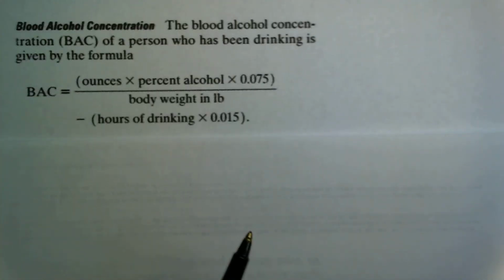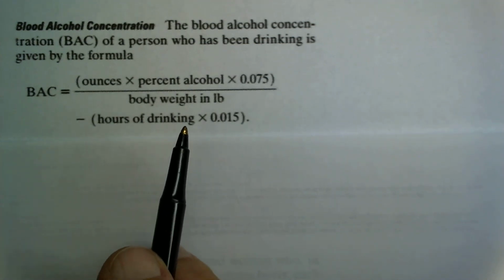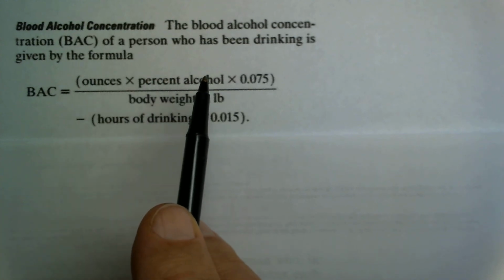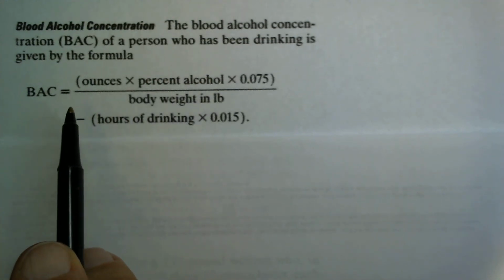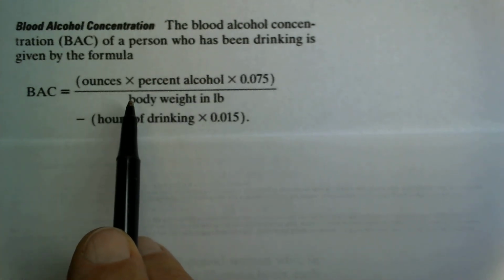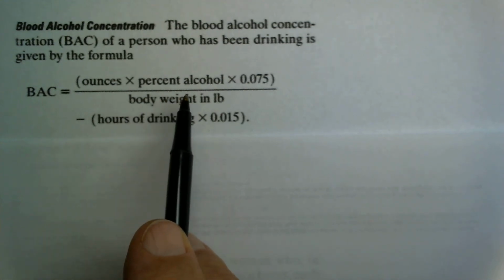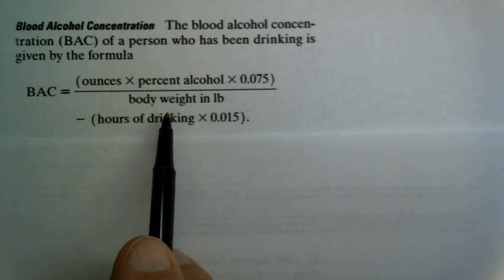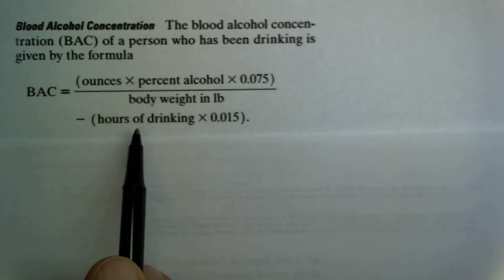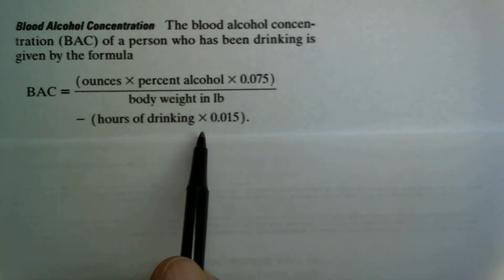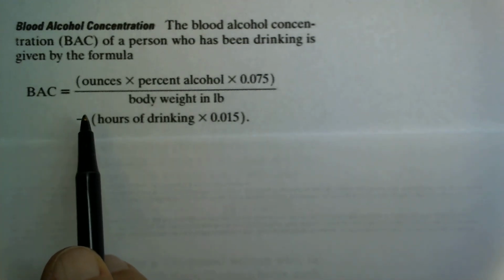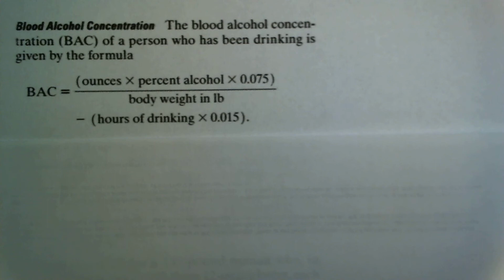The next exercise is about blood alcohol concentration. The blood alcohol concentration, or BAC, of a person who has been drinking is given by the formula BAC equals the ounces times percent alcohol times 0.075 divided by the body weight in pounds, minus the hours of drinking times 0.015. So that's the formula for the blood alcohol concentration.